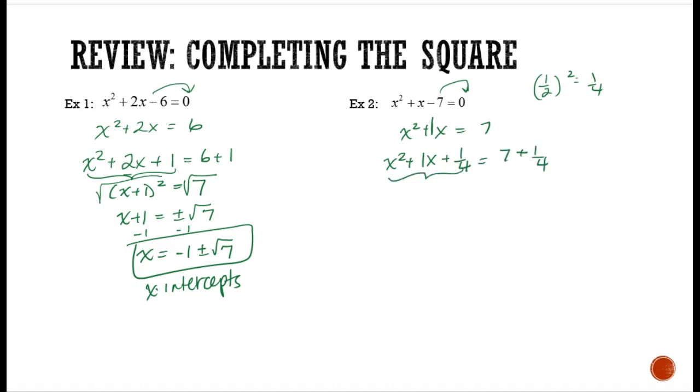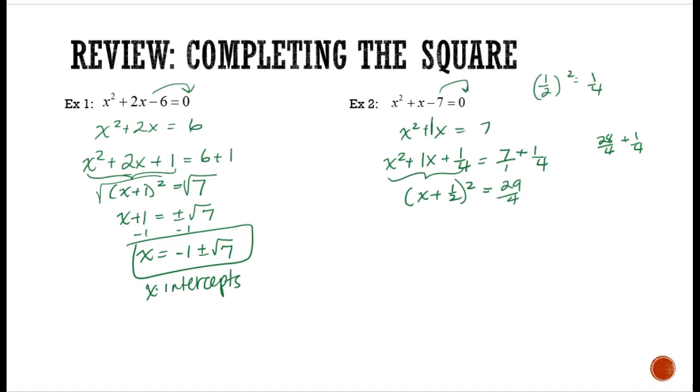And so what is this? Well, this is x plus 1/2 squared equals, let's get a common denominator here. So if I want my common denominator to be 4, that would be 28/4 plus 1/4, right? Which then is 29.